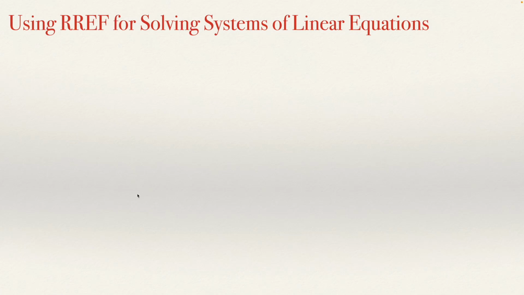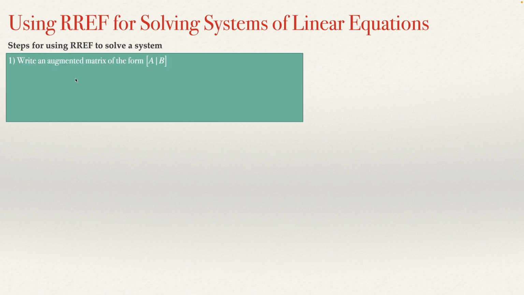I'm going to explain here how to use the reduced row echelon form in R for solving a system of linear equations. So I will give you the steps for solving a system. The first step is to write an augmented matrix of the form [A | B]. This A will be the matrix of coefficients. This B will be the matrix of the constant terms at the other side of the equation.